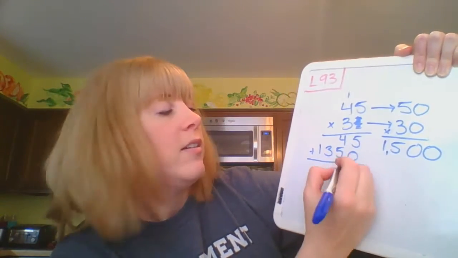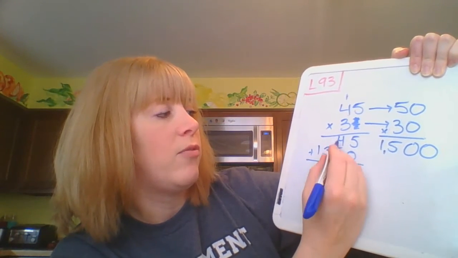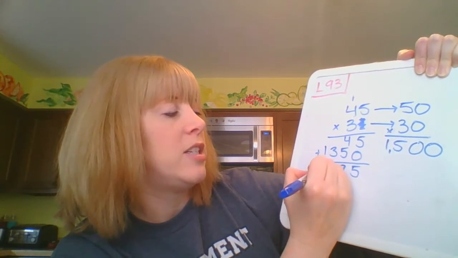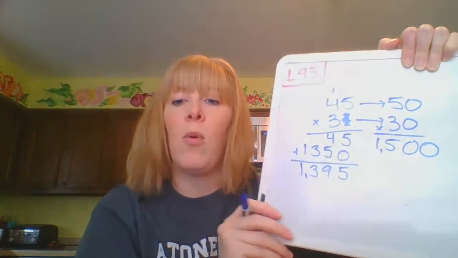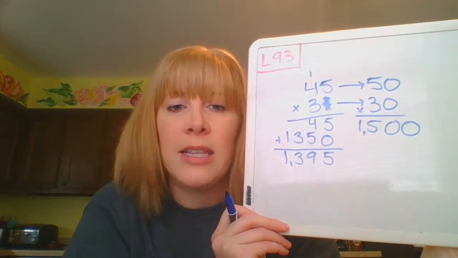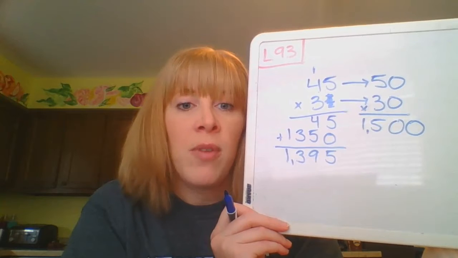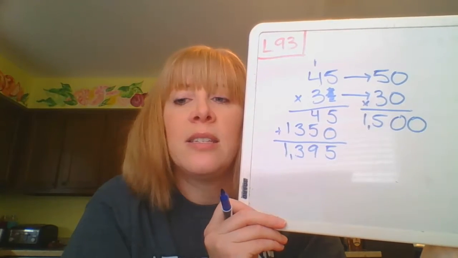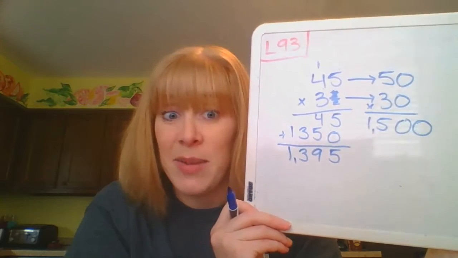Now I'm going to add 5 plus 0, easy. 4 plus 5, 9. And then I've got a 3 and a 1. So 1,395, very close to 1,400. When I'm talking into the thousands, 1,395 is relatively close to 1,500. It's pretty close. It's an estimate. It's not an exact answer. We're going to try one with division.